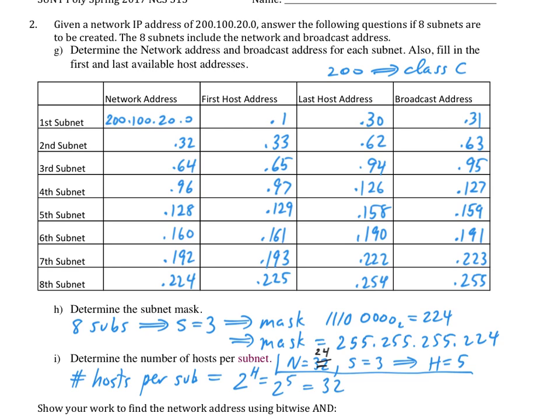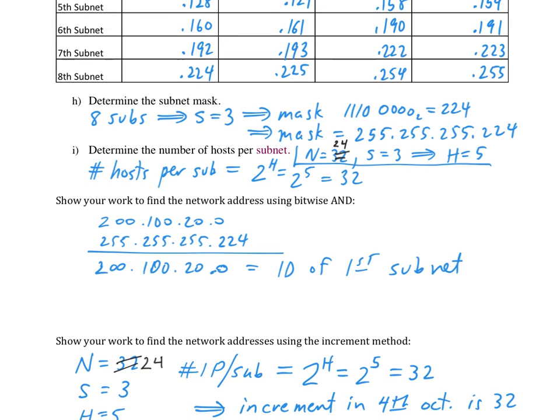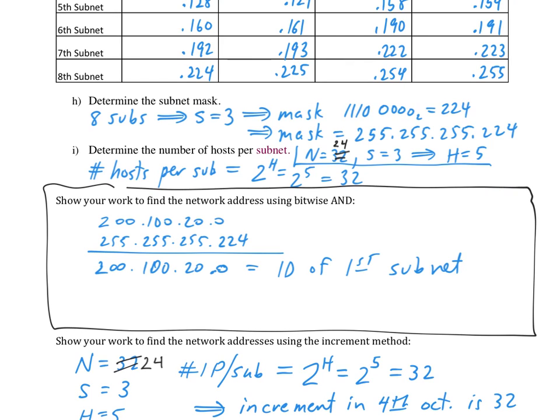In the notes I mentioned that you can skip the part where it asks you to do the bitwise AND. The bitwise AND is used to find the subnet ID given an IP address and a subnet mask. Well, we've already got subnet IDs here, so you can skip this part in the problems in the homework.